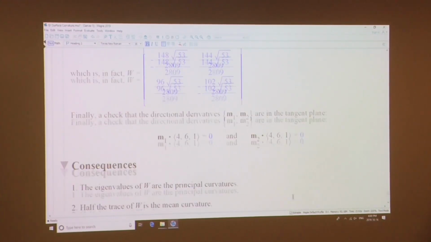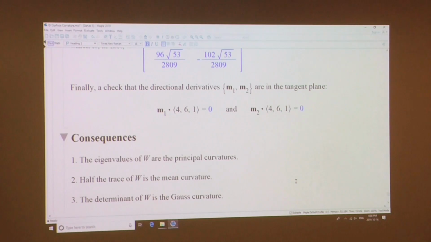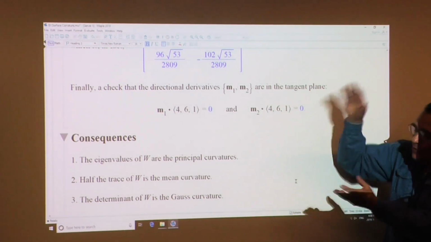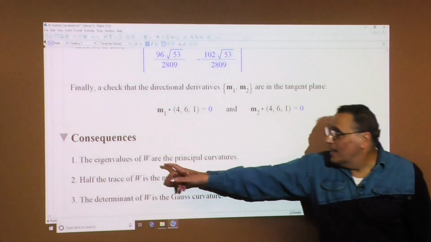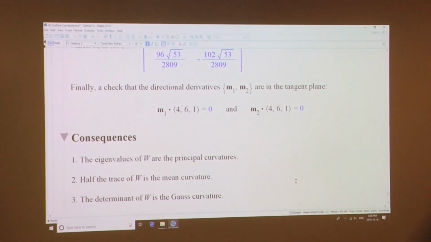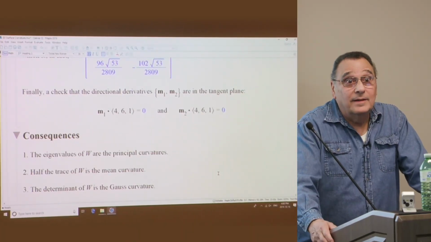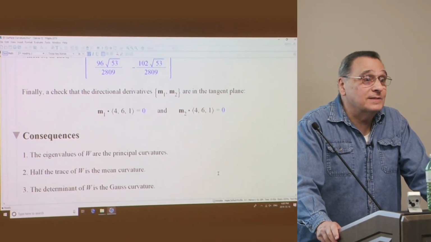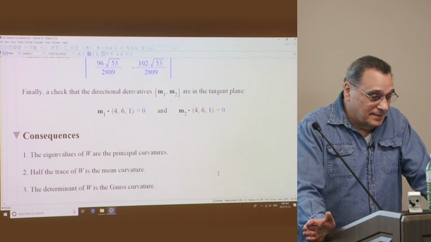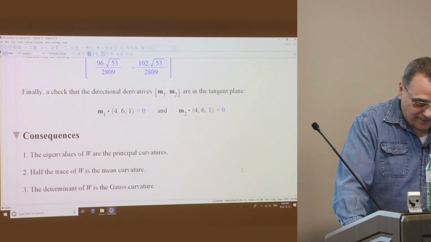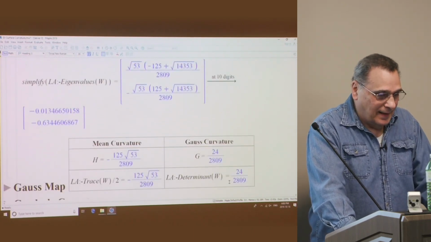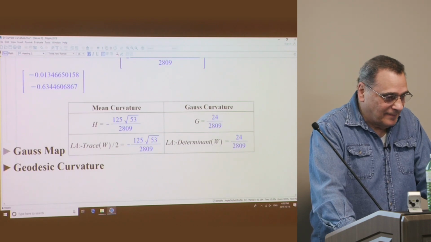Are there any consequences? Yeah, a couple of consequences to this. And again, I checked it, and I didn't include all of the theory here. The eigenvalues of that W matrix are the principal curvatures. So half the trace is the mean curvature, and the determinant is the Gauss curvature. And there's a whole lot of stuff that's written about that. And so I did it, and it works, and it all checks out.